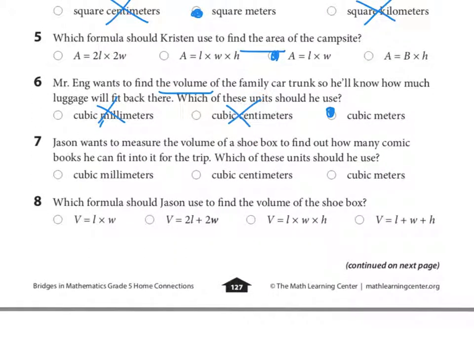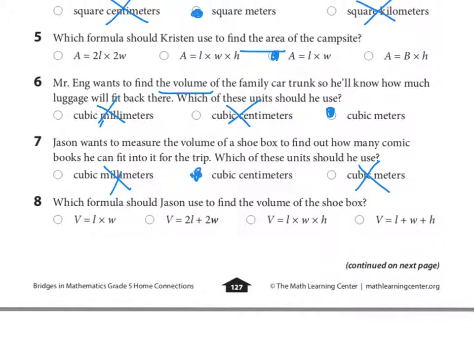Number 7, Jason wants to measure the volume of a shoebox to find out how many comic books he can fit into it for the trip. Which of these units should he use for a shoebox? Again, millimeters sounds way too small. Cubic meters sounds too big. So cubic centimeters sounds better.